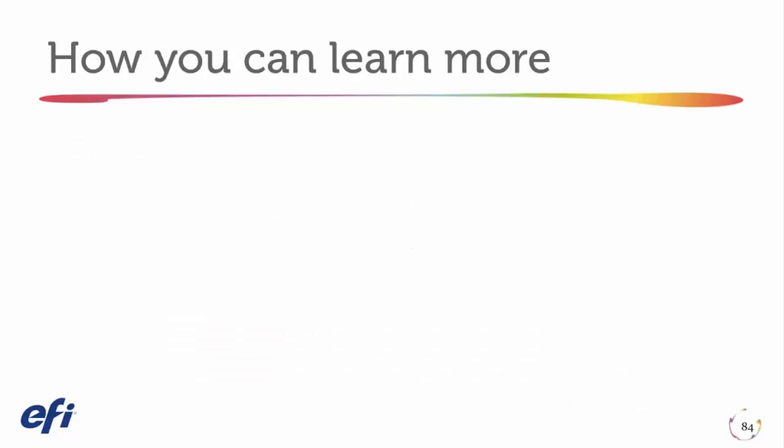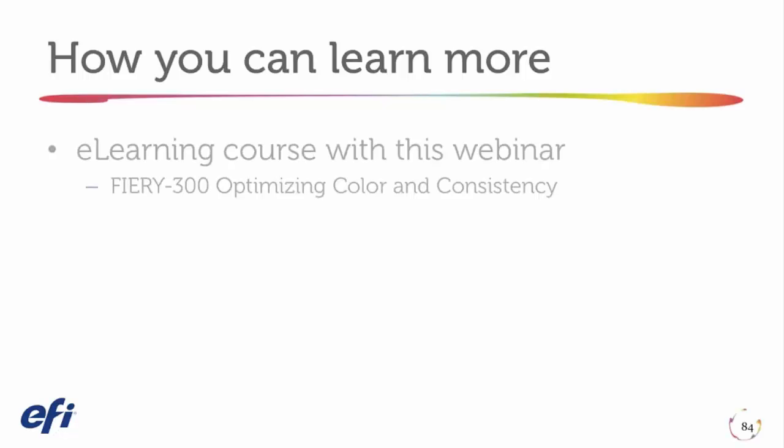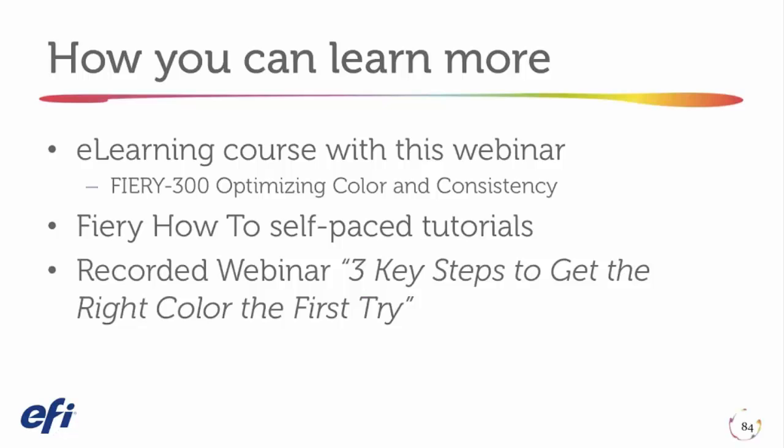So how can you learn more about how to calibrate and even how to profile? Well, what we prepared for you is another e-learning course that we're providing with this. It's Optimizing Color and Consistency. It talks a lot about the various environmental conditions that affect color, as well as walks you through the actual calibration process with a Fiery DFE. We've got self-paced tutorials, the how-tos, and we also have a recorded webinar, the 3 key steps to get the right color on the first try. It was a very well-attended webinar, and we want to make sure that you have access to that as well. These are all great resources to leverage and learn more about how to get color out of your Fiery DFE and leverage that investment.